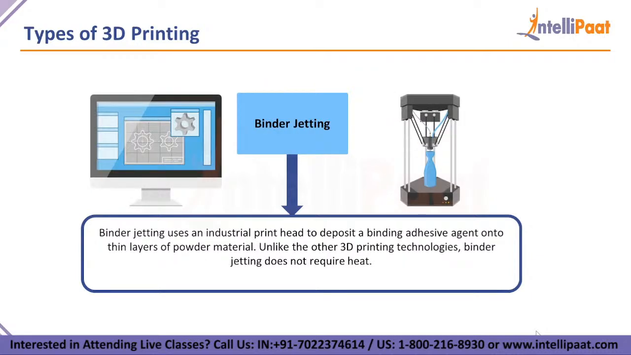Then we have binder jetting. In this, droplets of liquid binding agent are deposited on a bed of granulated materials which are later sintered together. So the binder jetting uses an industrial print head to deposit a binding adhesive agent onto thin layers of powder material. Unlike the other 3D printing technologies, binder jetting does not require heat.